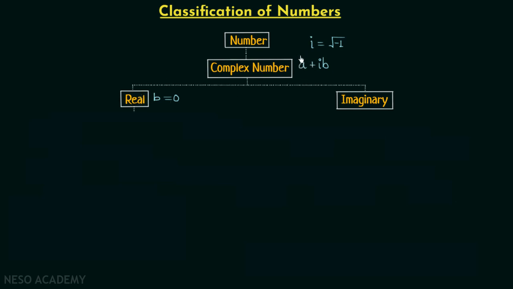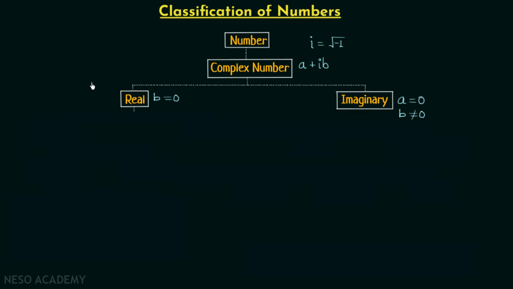Now what if a is equal to 0 and b is not equal to 0? In that scenario, the complex number will be equal to ib, purely imaginary, so the complex number will be imaginary. So the complex number will be real when b is equal to 0, and the complex number will be imaginary when a is equal to 0 and b is not equal to 0. Now we will focus on the real numbers.